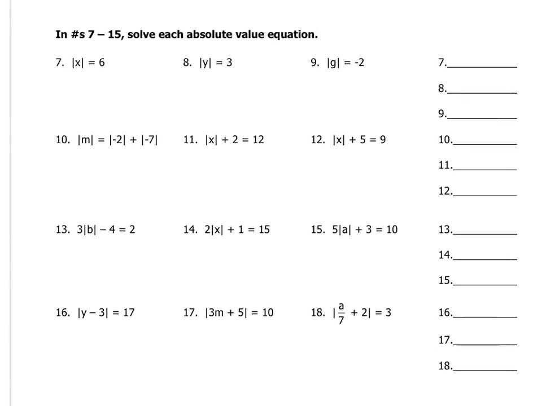For the next ones, we're solving for a variable. You need to think about what number could be in this absolute value to equal 6. This x could equal either 6 or negative 6 because then you're going to take the absolute value of it. Well, the absolute value of 6 equals 6 and the absolute value of negative 6 equals 6. So there are two correct answers for number 7, plus or minus 6.